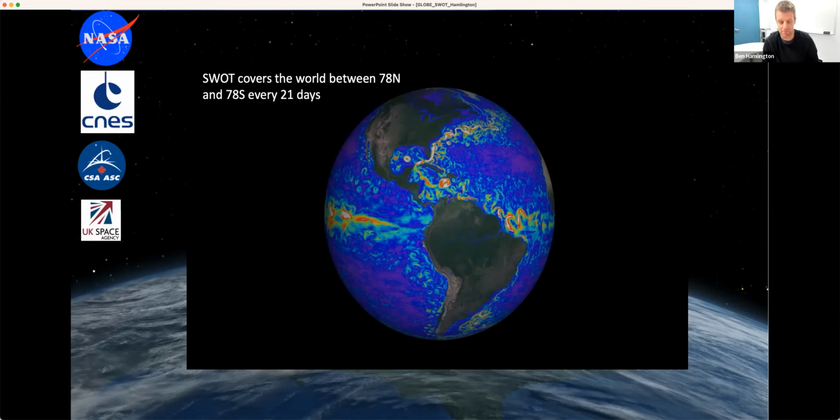And we're able to see much finer scale features, right? If you're looking in a swath, you're able to see in those two dimensions, you're able to see a full eddy, for instance, as opposed to when you're just measuring a long track, you're just kind of sampling the height of that as you pass over it. So we're getting much more detailed information with SWOT in the swath measurement.